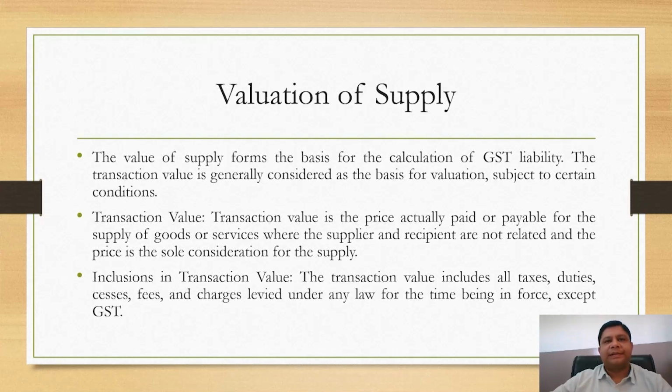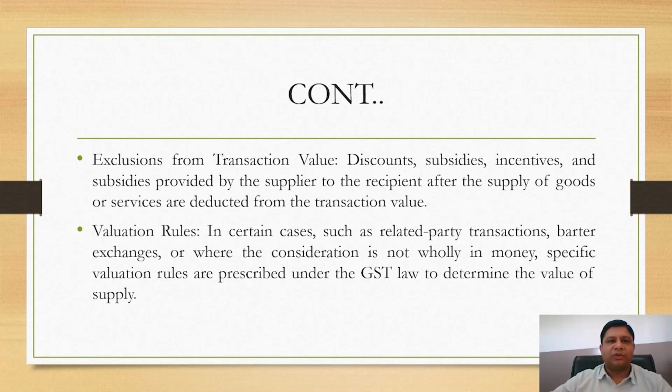Inclusions in transaction value. The transaction value includes all taxes, duties, cess, fees, and charges levied under any law for the time being in force, except GST. Exclusion from transaction value. Discounts, subsidies, and incentives provided by the supplier to the recipient after the supply of goods or services are deducted from the transaction value. Valuation rules in certain cases, such as related party transactions, barter exchanges, or where the consideration is not fully in money, specific valuation rules are prescribed under GST law to determine the value of supply.